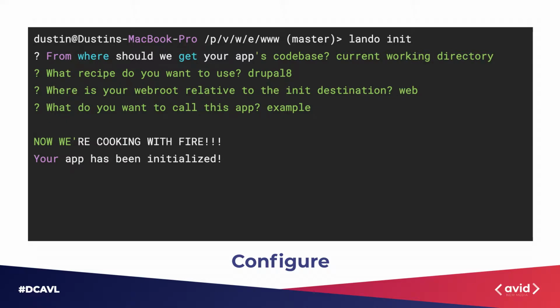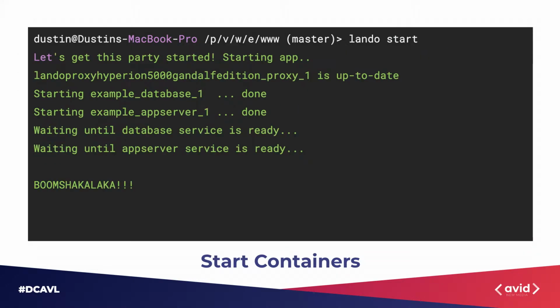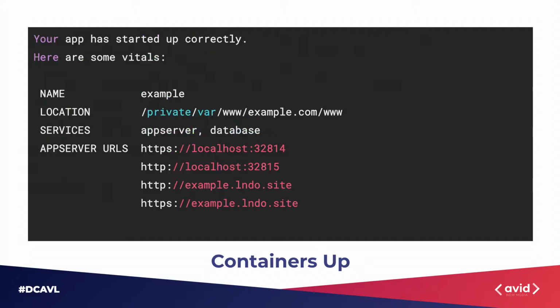One of the things that I think makes Lando kind of fun, being in code all day long, is they put these little messages in, like "now we're cooking with fire." Mike's made it a little bit fun. So let's get this party started. You start your app, and when you see "boom shakalaka," your app is up and running, and you've got your vanity URLs. So by default, it's going to ship with a URL that it creates.